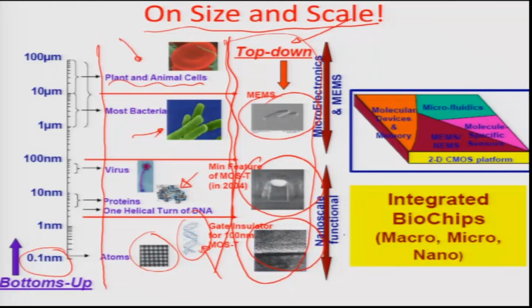Okay. So, therefore, technologies have evolved on 2D CMOS platforms, which have all these different devices integrated, including microfluidic MEMS, molecular specific sensors, MEMS and NEMS, which are of the structural nature, and then of course molecular devices and memory together to give you some idea of how these entities do behave in different environments and what are the kind of stimuli that they are able to generate. So, these typically form the area of what you know as integrated biochips.